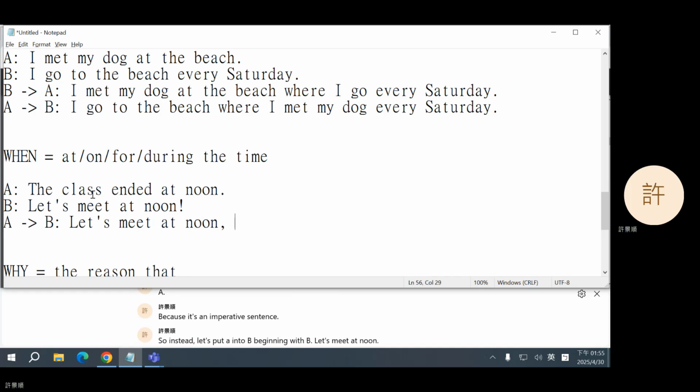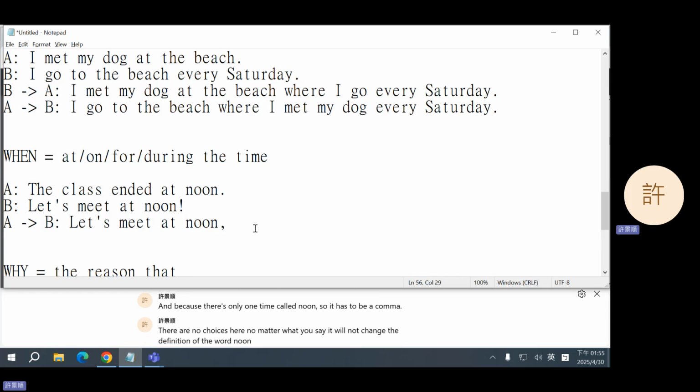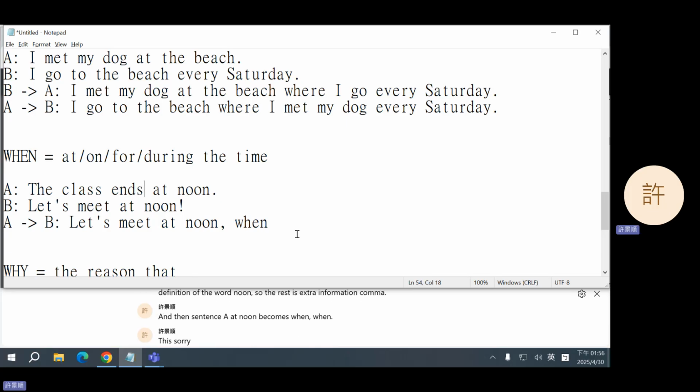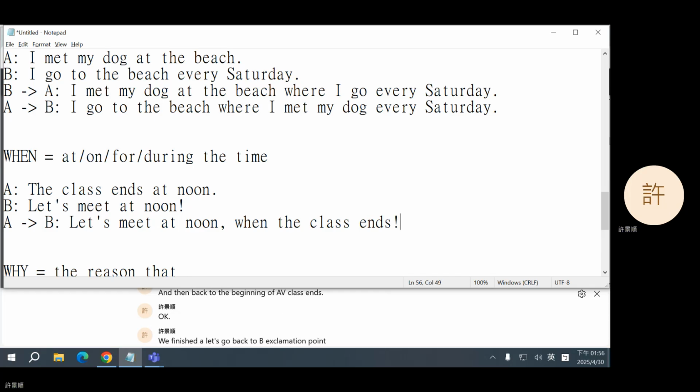And because there's only one time called noon, it has to be a comma. There are no choices here. No matter what you say, you will not change the definition of the word noon. So the rest is extra information, comma. And then sentence A, at noon becomes when. Sorry, this should be present tense. And then back to the beginning of A, the class ends. Okay, we finished A. Let's go back to B, exclamation point. So it's the same logic.